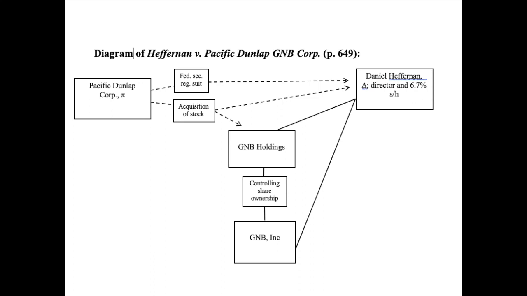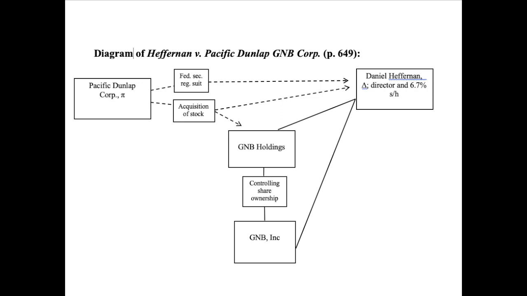The question, though, is whether GNB even can indemnify Heffernan for these injuries, because it seems like the basis of, and this is certainly what Pacific Dunlap says, it seems like the basis of Heffernan's injuries don't actually have to do with his official capacities as a fiduciary of GNB. So in other words, it seems like he is not being sued, quote, by reason of the fact that he was an officer, director, employee, or agent of GNB Holdings. So the question for the court is whether that's true.